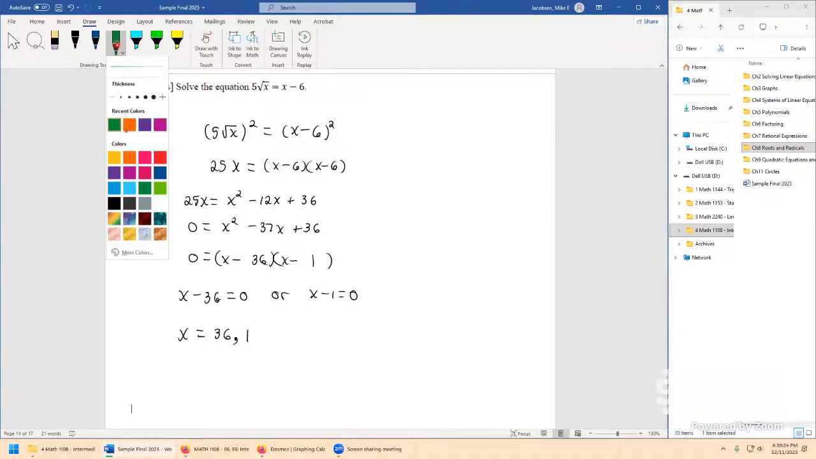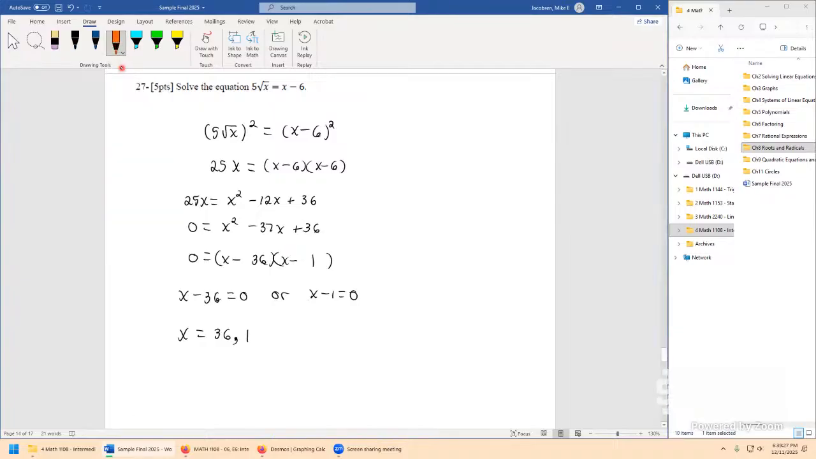So once we find solutions, we have to do some scratch work. So here's the check. First, take 36, plug it back into the original equation before you squared anything. You get 5 root 36 equals 36 minus 6. Square root of 36 is 6, so this becomes 5 times 6 equals 30. And that's a true statement. 5 times 6 is 30, so it tells us 36 is a solution.